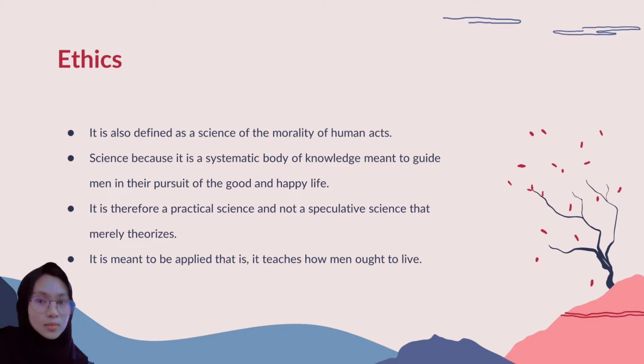And next, it means to be applied. It teaches how men ought to live life. So the example of this, personal ethics, are ethical principles that a person uses when making decisions. They apply both in personal and in professional settings. These ethics influence the various aspects of the person's life and help individuals develop their work ethics.